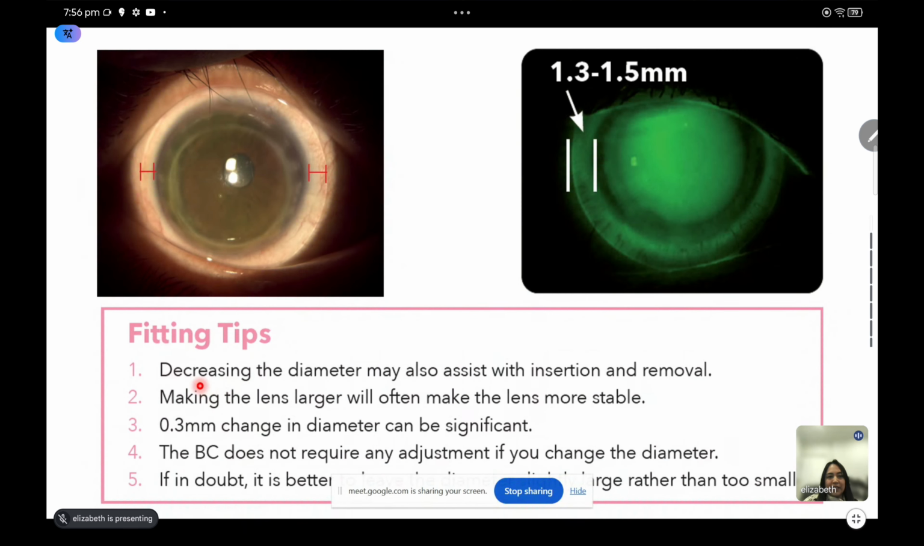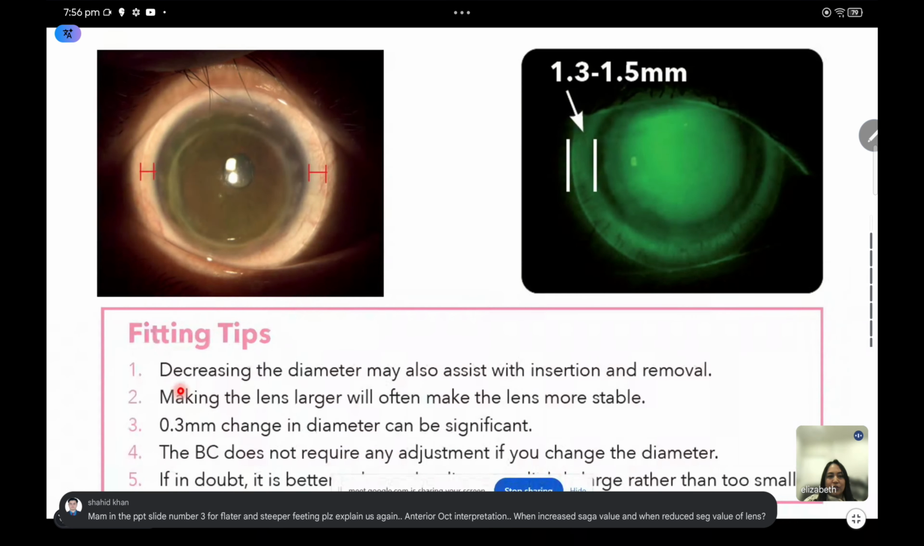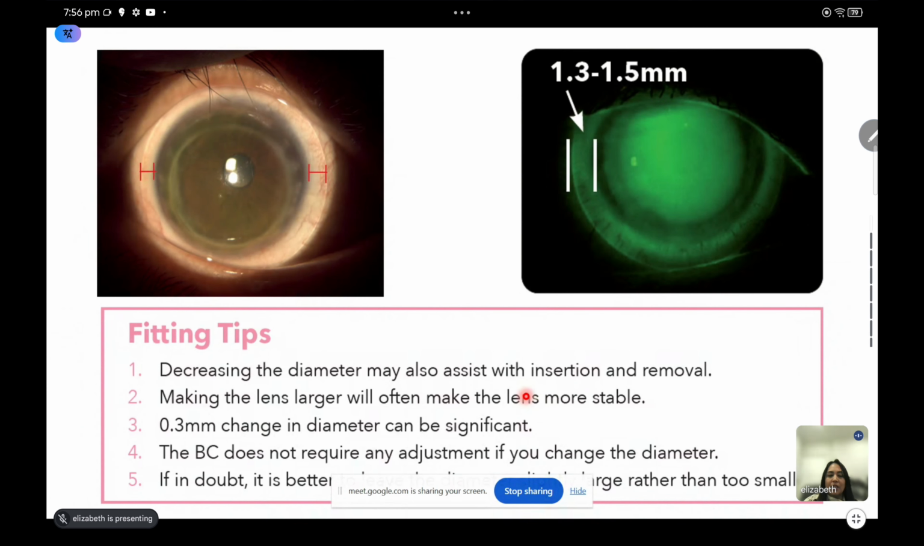Right, so some of the fitting tips that come along with the fitting set is that if you need to, you can decrease the diameter to assist with insertion and removal. So if you've got very small palpebral apertures that you're dealing with and your patient has very tight lids and they can't get the 14.6 millimeter lens into the eye, you can get it made a little bit smaller. But when you have the lens a little bit larger, it actually does often make the lens more stable on the eye. So you do want to try to avoid making it too small.